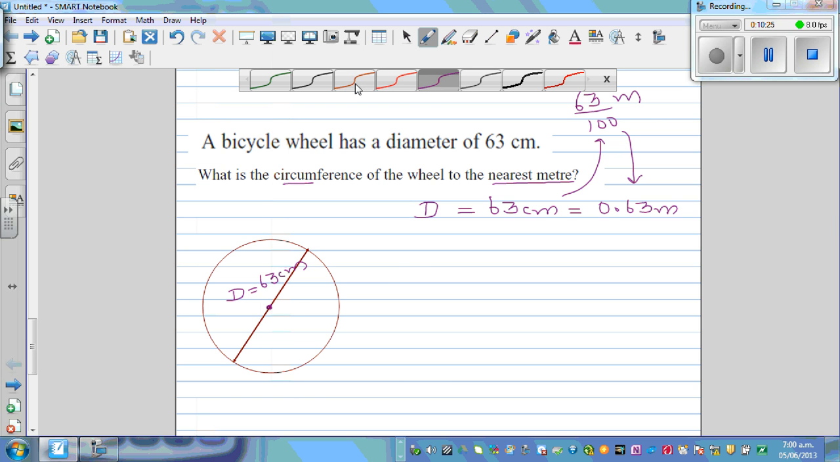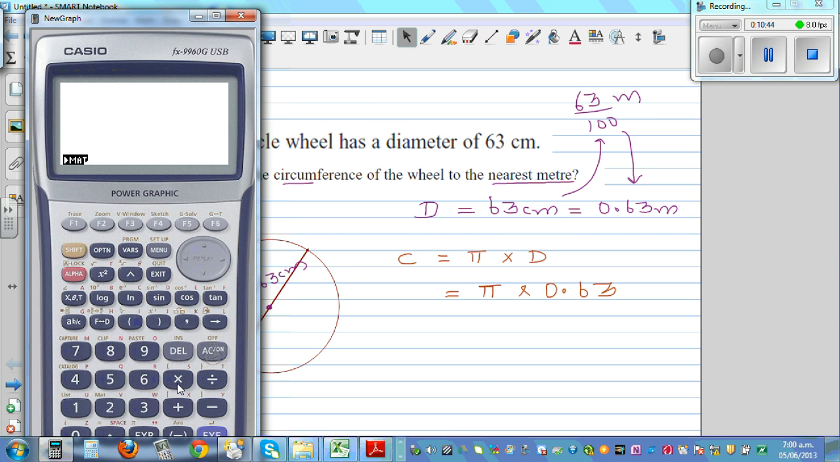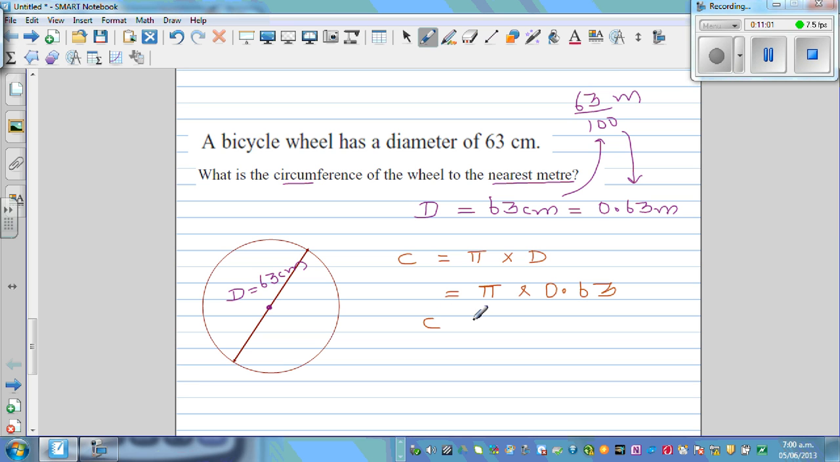And now you just apply the formula. Circumference is pi times diameter, which is pi times 0.63. Let's use the calculator because we want to round it to the nearest meter. So shift pi times 0.63 is 1.97, which rounded to the nearest meter is 2 meters. So the circumference is 2 meters, to the nearest meter. We are rounding it to the nearest meter, m for meter.